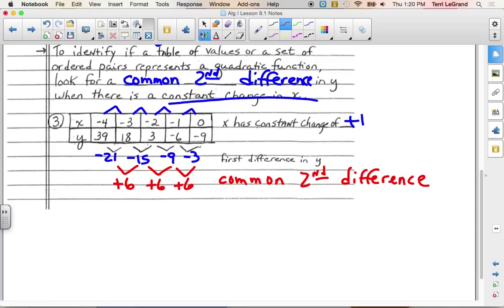So we can say that this is a quadratic function. We have no idea what the equation is right now, and by the way, someday you will learn how to write an equation for that table, but right now, you're not going to go there. Okay.